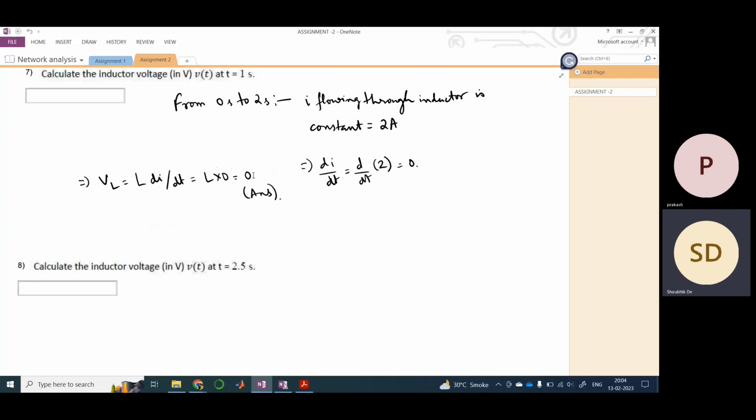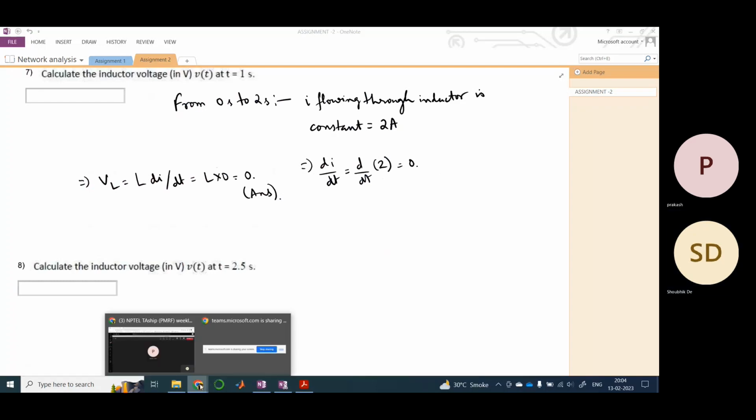So this is question number 7. If you don't understand, I guess you need to go back and understand the concept of how voltage develops across the inductor using this L di/dt. What is the physical interpretation of di/dt? It's not just a mathematical equation. It's how the current is changing with time, that you need to understand. That is very important here.